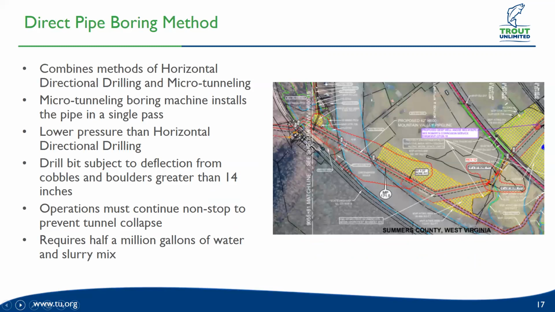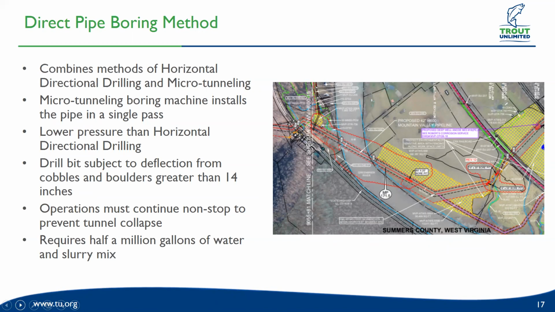So the other method that's being used is the direct pipe boring method. And this is kind of a combination of horizontal directional drilling and microtunneling. So you have a microtunneling boring machine that installs the pipe in a single pass. It's lower horizontal directional drilling, but the drill bit is still subject to deflection from cobbles and boulders greater than 14 inches. And the operations must continue nonstop to prevent the tunnel from collapsing.